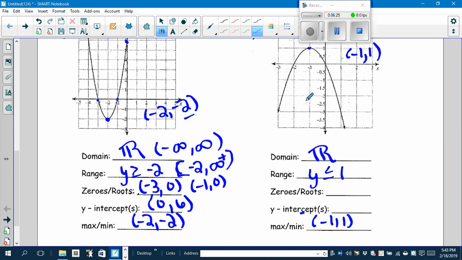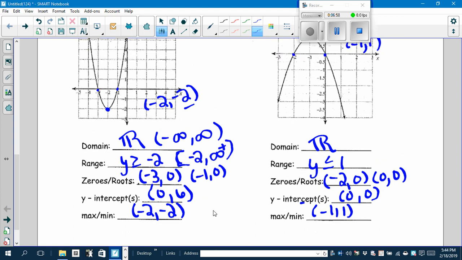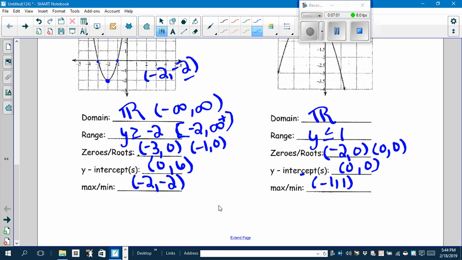Okay? And our zeros are exactly where it crosses the x-axis, I apologize. So that's going to be -2, 0, and 0, 0. And our y-intercept is also the same place where it crosses the y-axis, so it's also 0, 0. Now remember, at x-intercepts, y is equal to 0, right? If you notice, y is equal to 0 at every single one of those points. At the x-intercepts, y is equal to 0. At the y-intercept, x is equal to 0.